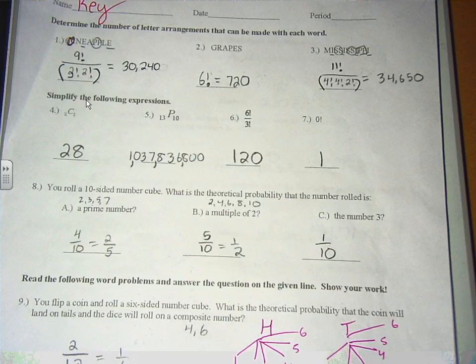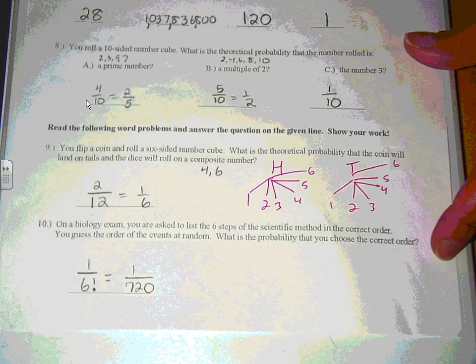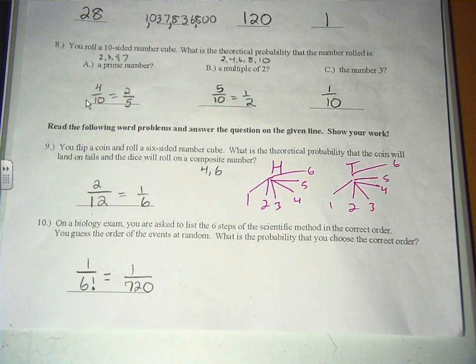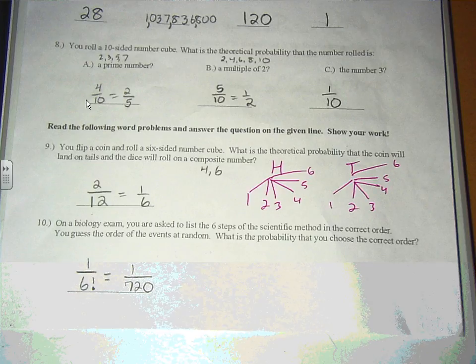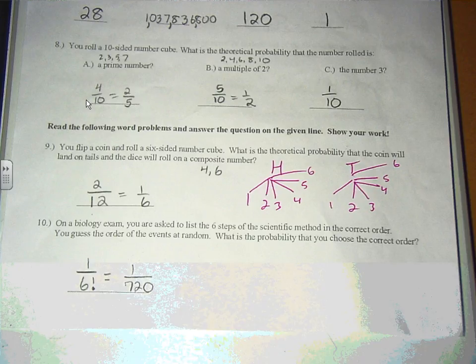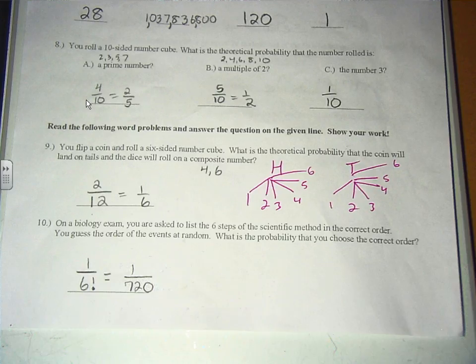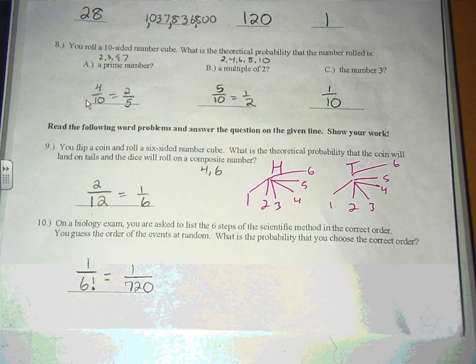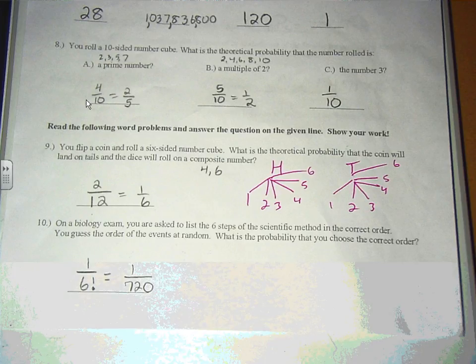Okay, number 9. I know some of you guys had trouble starting that. You can either make a tree diagram and list out the options, or you can just list them out without the tree diagram. Regardless of how you do it, there's 2 composite numbers that could be with a tail, so 2 out of 12. There's 12 possible outcomes. You get that from your tree diagram or by doing 2 times 6. There's 2 outcomes on the coin, 6 outcomes on the number cube. Number 10 is 1 over 6 factorial or 1 over 720. There's one way to get the correct order to the scientific method. There are 6 factorial ways to arrange everything in the scientific method.